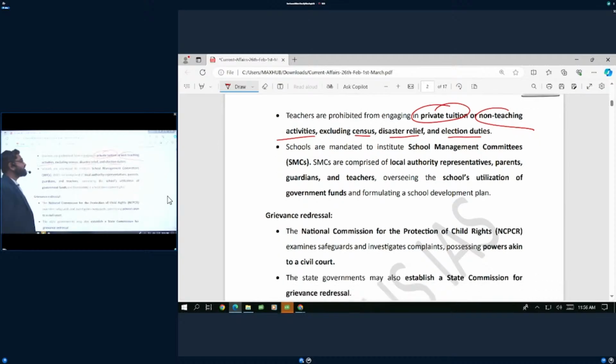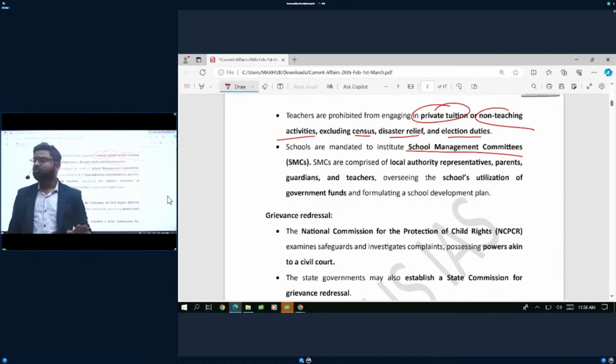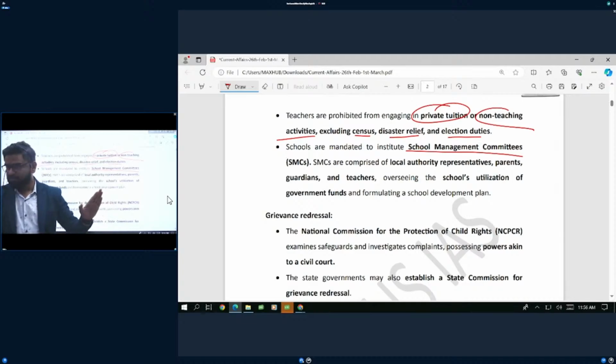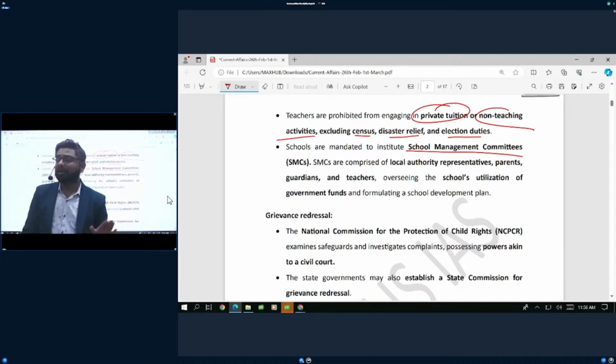Schools are mandated to form school management committees. It is not the government that will regulate schools. Who will regulate school under RTE? A school management committee, which will have people from the government, school management, administration, including students, parents. They all should be there, and they should analyze the functioning of the school.